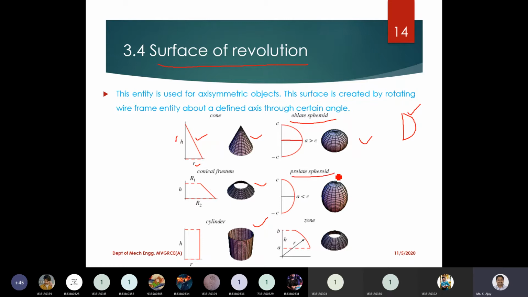you get another surface called a prolate spheroid. Oblate spheroid, prolate spheroid, and similarly part of such kinds of spheroids you can call a zone. Okay, all are different varieties of surfaces of revolution.